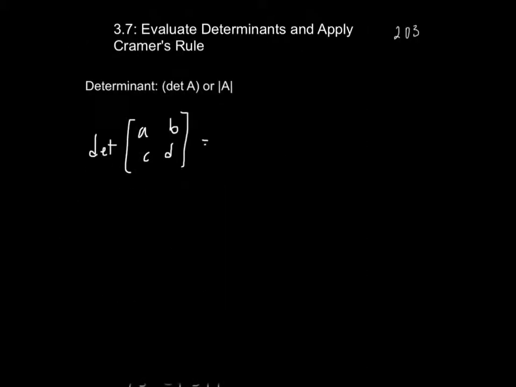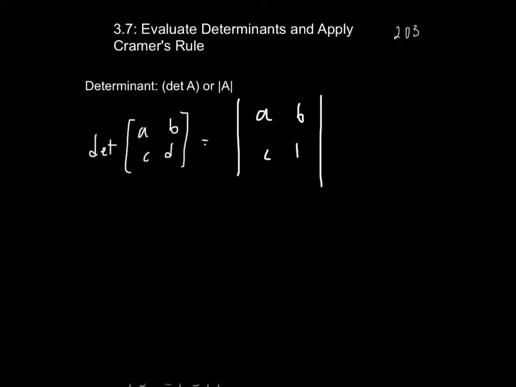So chapter 3.7 is evaluate determinants and apply Cramer's rule. The determinant of a matrix A is denoted by det A, or what looks like the absolute value of A. So the determinant of this matrix here, we can take this symbol, as if it's the absolute value, again as I said, and we have A, B, C, D.